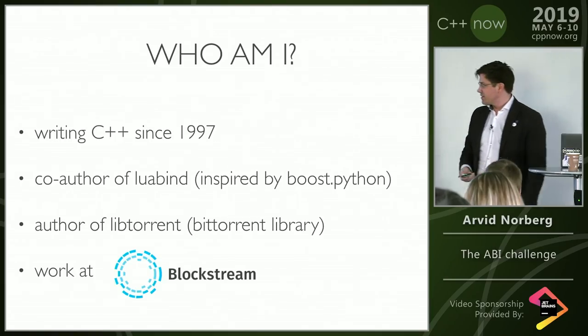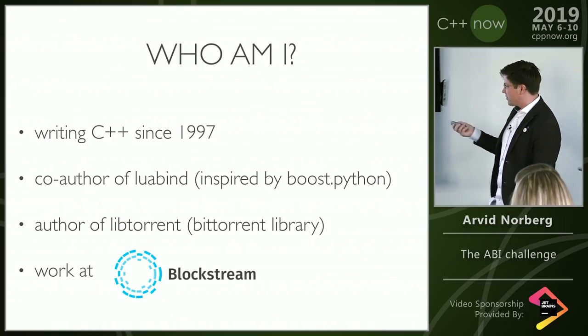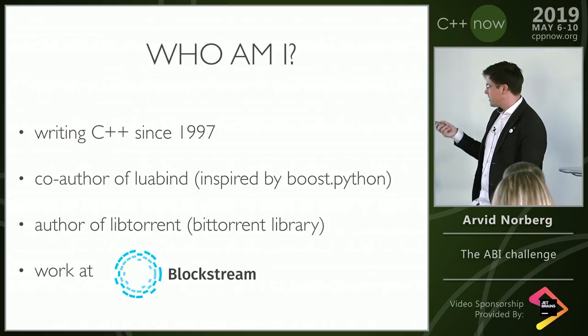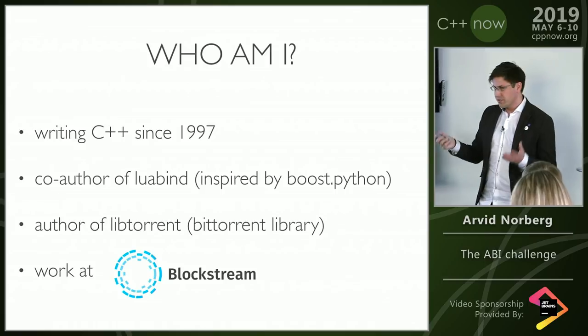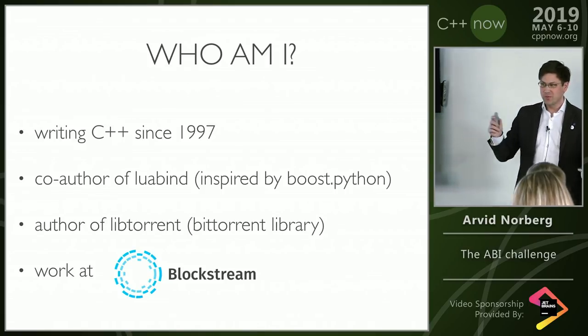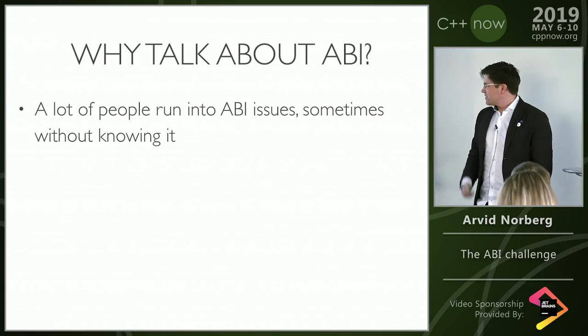So my name is Arvid Norberg. I've been writing C++ since 97. I'm the co-author of LuaBind, which is an old Lua binding library inspired by Boost Python. More recently, I'm also the author of LibTorrent, which is a BitTorrent library. I work at Blockstream, and we do cryptocurrency and blockchain platforms. So let's get into it.